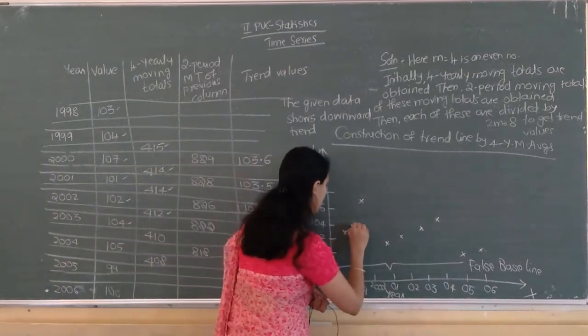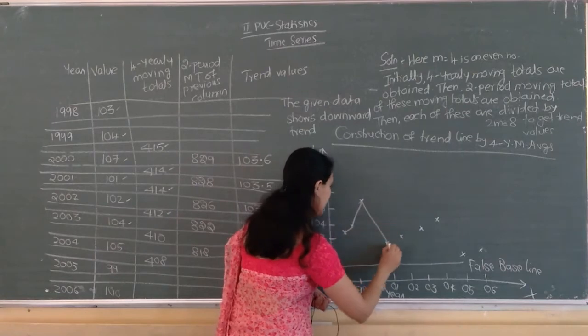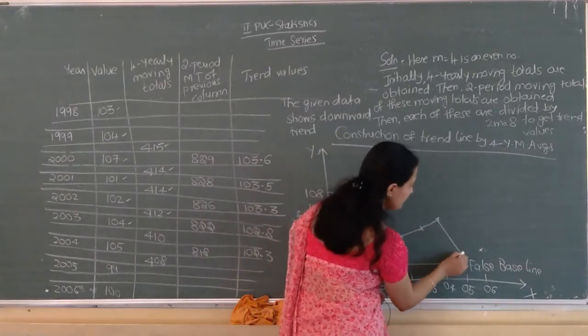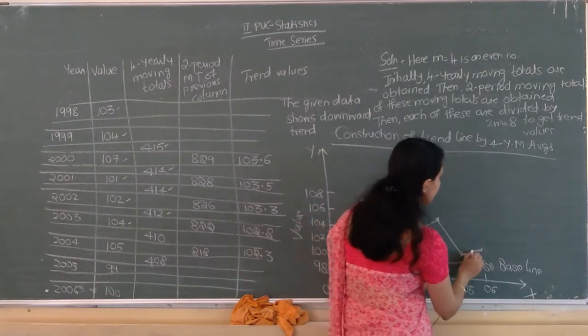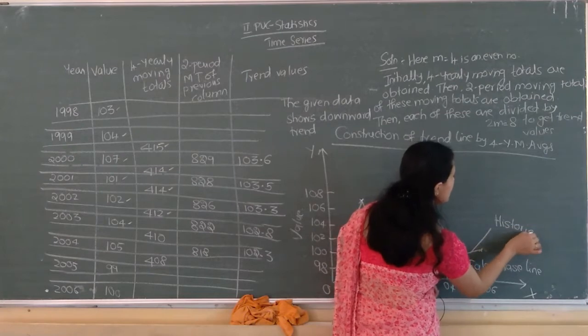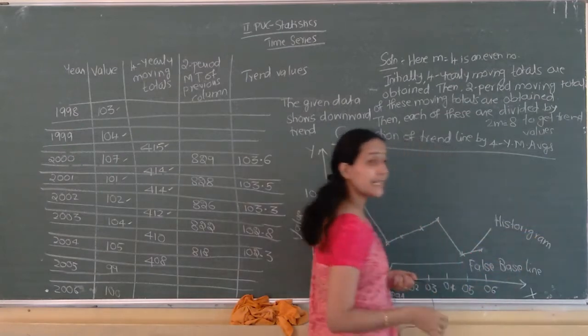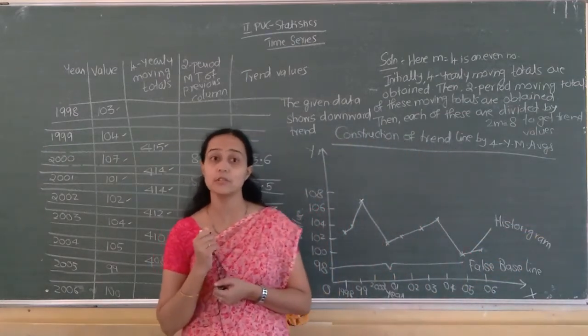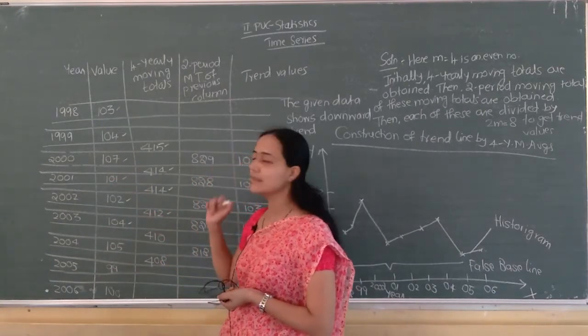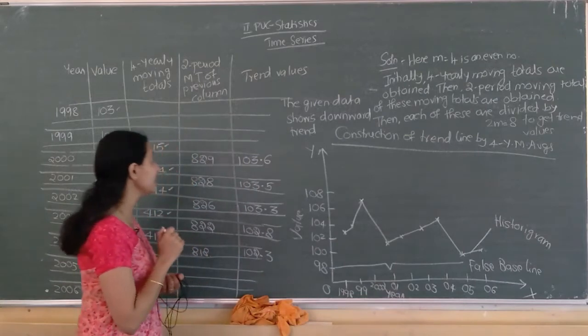Join the points with straight lines here, here, using the scale only. So this is, with all the points, actually the histogram. After that what we have to do? We have to draw the trend line. Trend line means year and trend values.